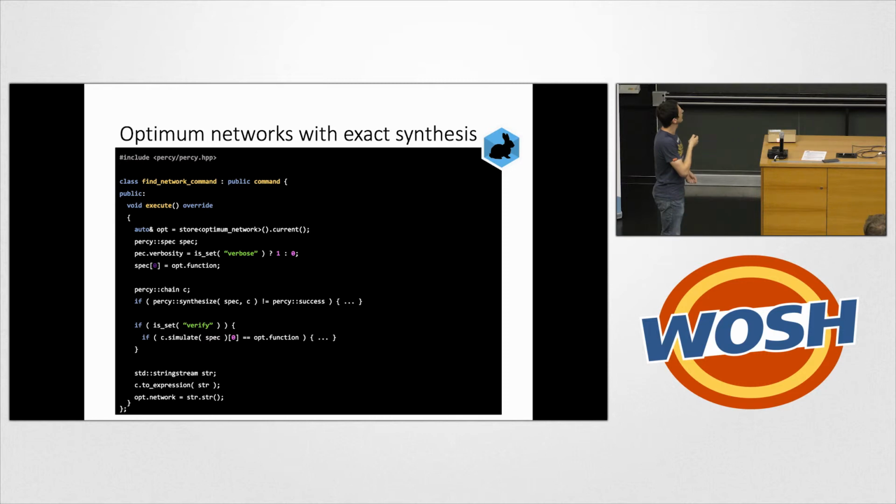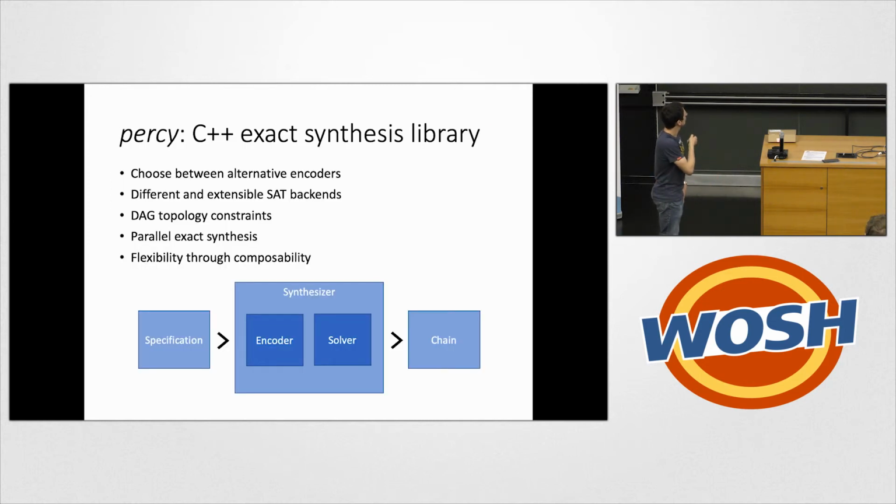There's an optimal network library which is called percy, which does exact synthesis. So this synthesizes from a function an exact minimal network. This is done with SAT solving in the backend. So you provide a specification, a function, you choose an encoder, you choose a SAT solver, and then you get the optimal network out of that.